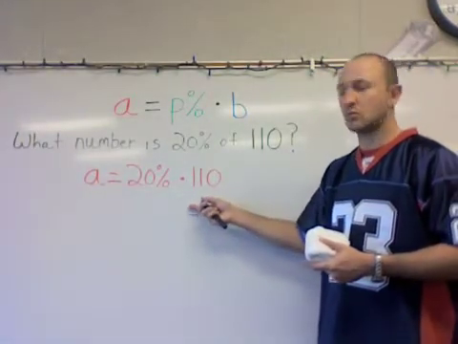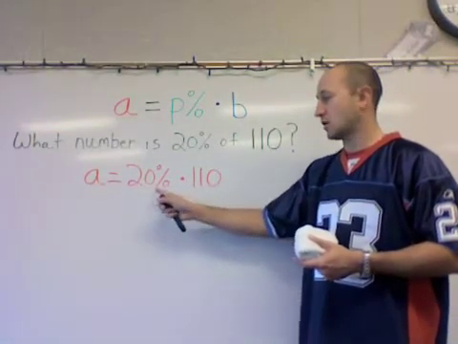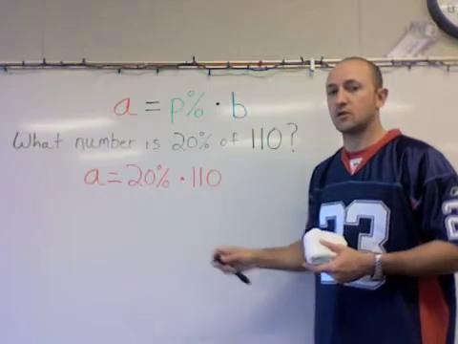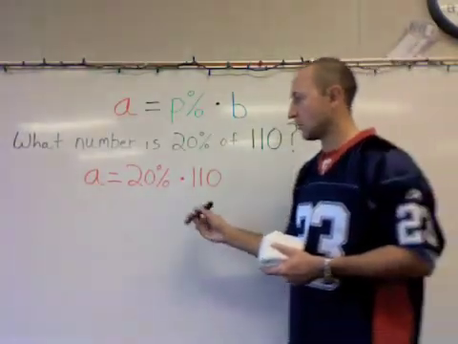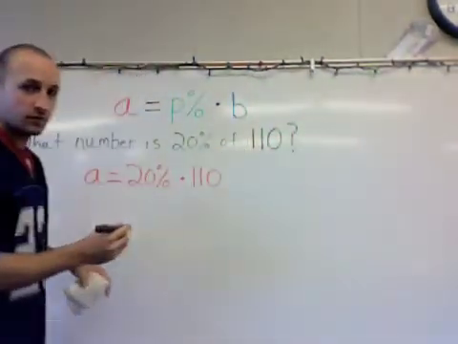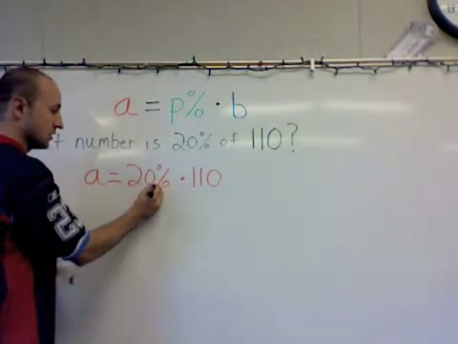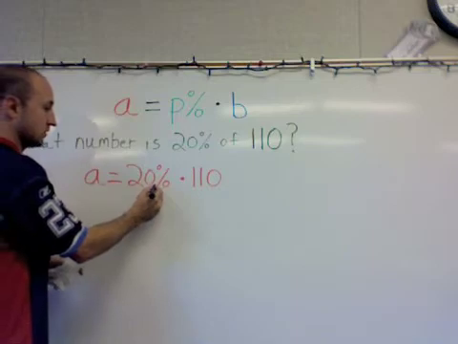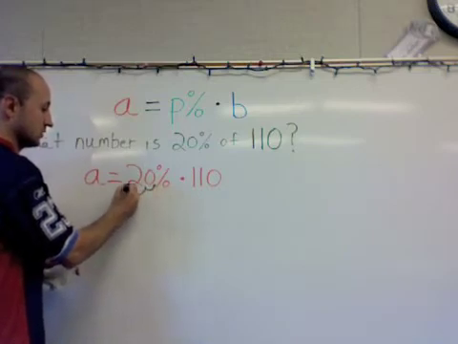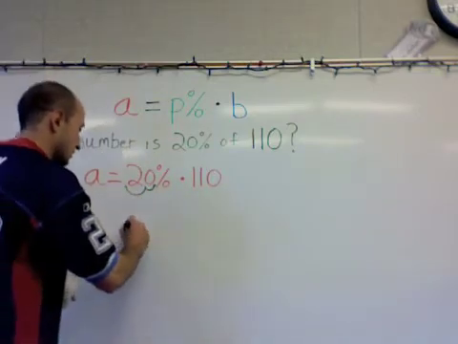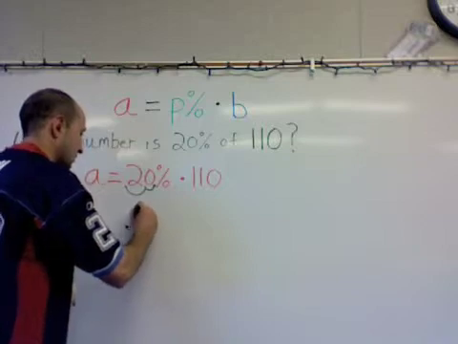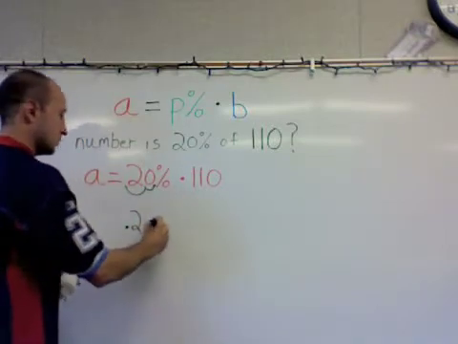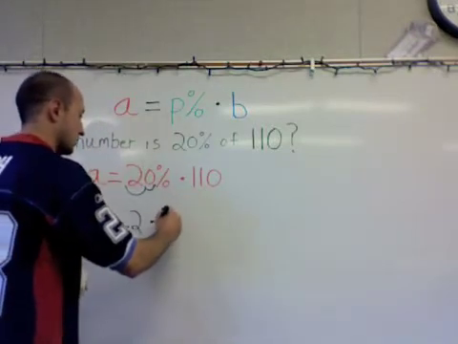And what I want to do is multiply, but to make it easier on us, let's take this percentage and turn it into a decimal. And we learned before that to do that, we first put a decimal on the end of it, and then move 2 places to the left. 1, 2. So what this will now become is 0.2. We're still multiplying by 110.